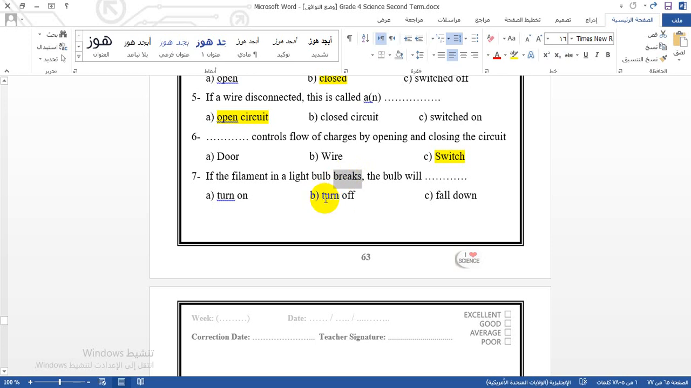So the device will not work, or the bulb will not light, or it will not turn on. It will turn off. So for that reason, we will select this one.